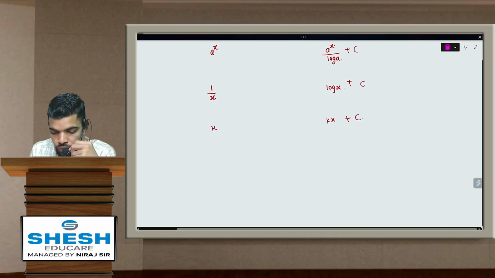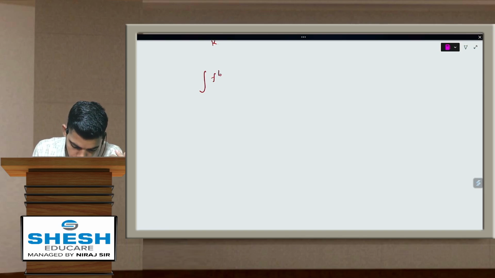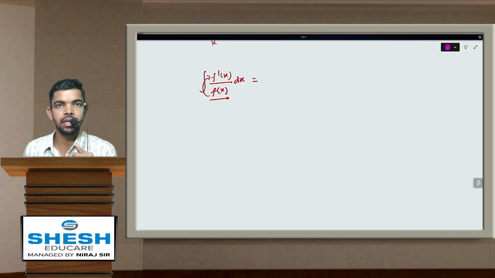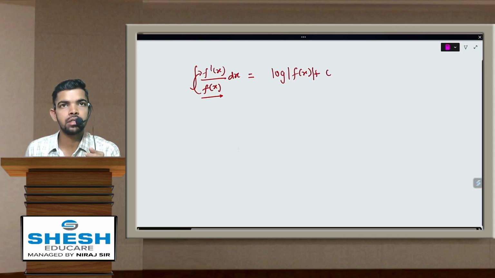And then we have a few special formulas. First one: suppose you have integration and in the numerator you have f dash of x, and in the denominator you have the function, into dx. So in the denominator you have a function and in the numerator you have its derivative. What will be the answer? Log of mod of function plus c.